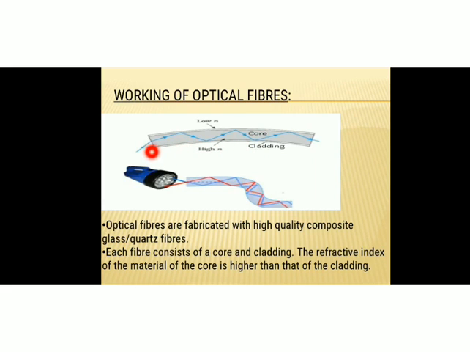The conditions for total internal reflection are also satisfied. That means the ray is passing from a denser to a rarer medium. Our core is a denser medium, and cladding is a rarer medium. So the light ray passes from core to cladding, from denser to rarer medium. Here it is also from denser to rarer medium. So this is the working of optical fibers.